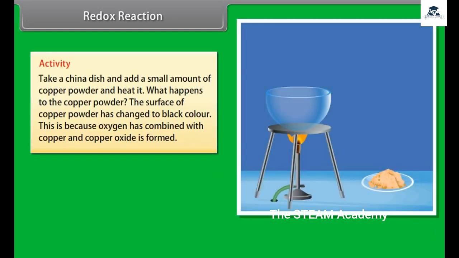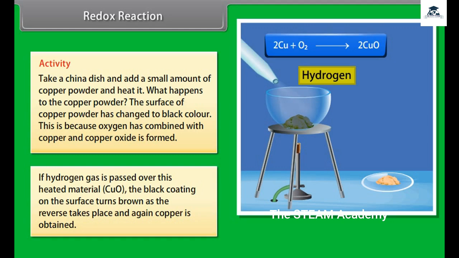Activity. Take a china dish and add a small amount of copper powder and heat it. What happens to copper powder? The surface of copper powder has changed to black color. This is because oxygen has combined with copper and copper oxide is formed. If hydrogen gas is passed over this heated material, CuO, the black coating on the surface turns brown as the reverse takes place and again copper is obtained.